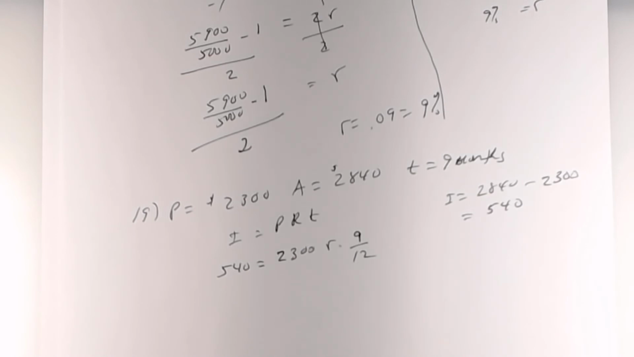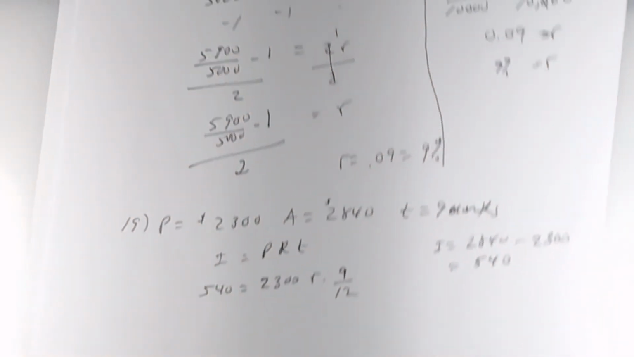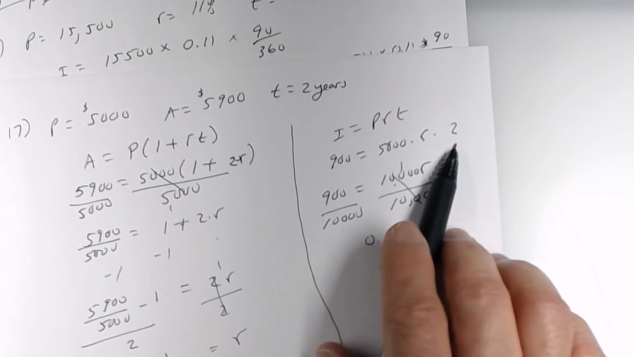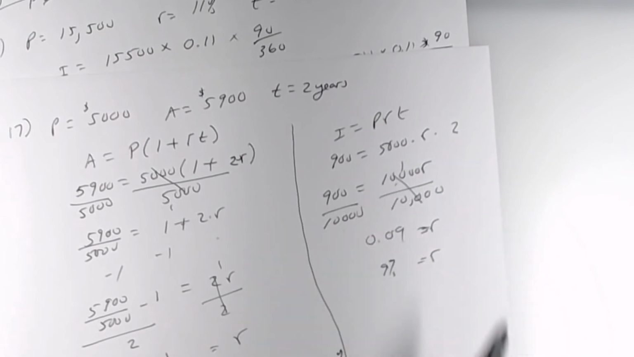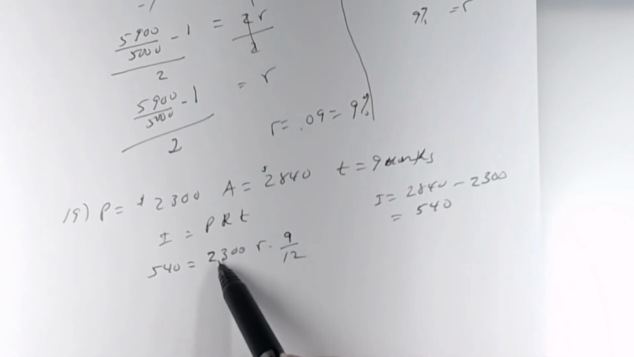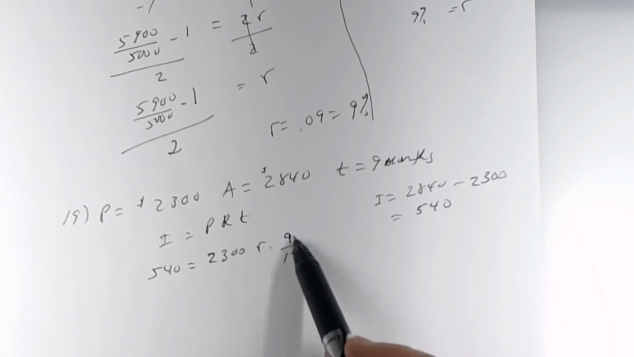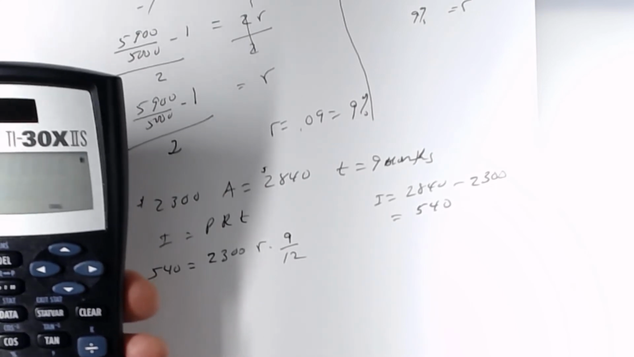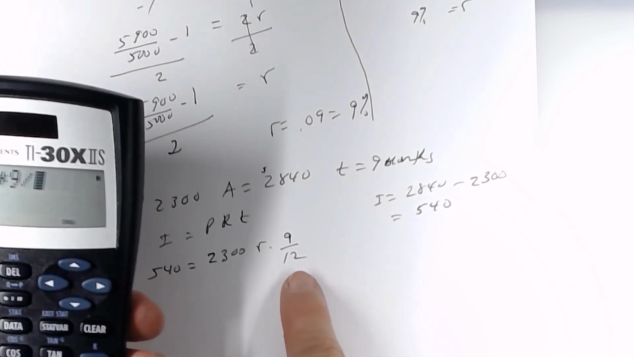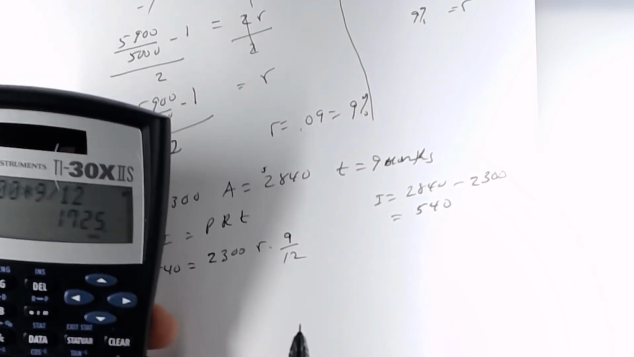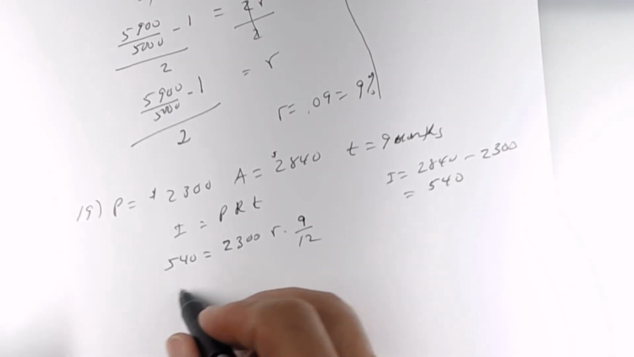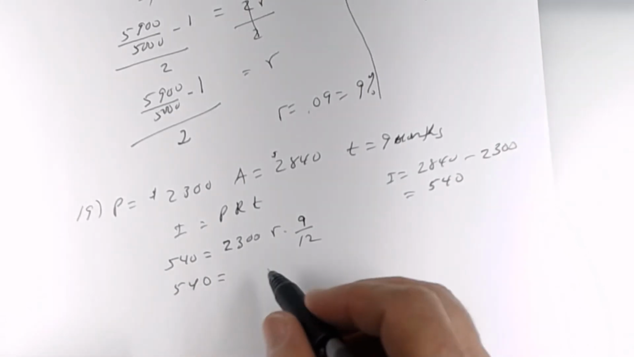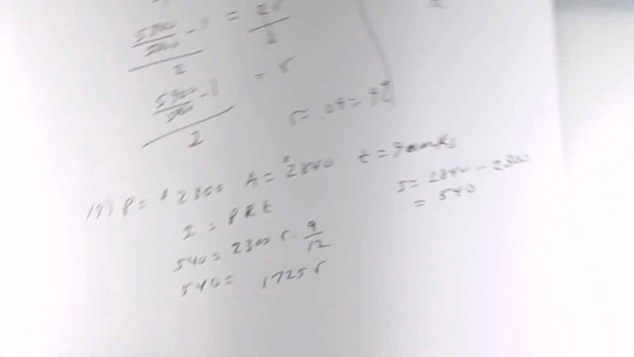Okay. All right. Now, here's the way I would approach this. You remember how we did this a while ago? When we did this one, I said 5,000 times 2 is 10,000. Same thing here. On your calculator, say 2,300 times 9. And then divide by what number? 12. You got 1,725? So that goes in front of R. So I get 540 equals 1,725 times R.